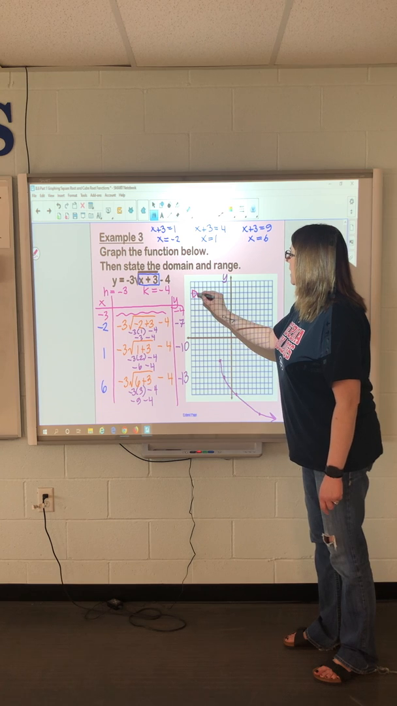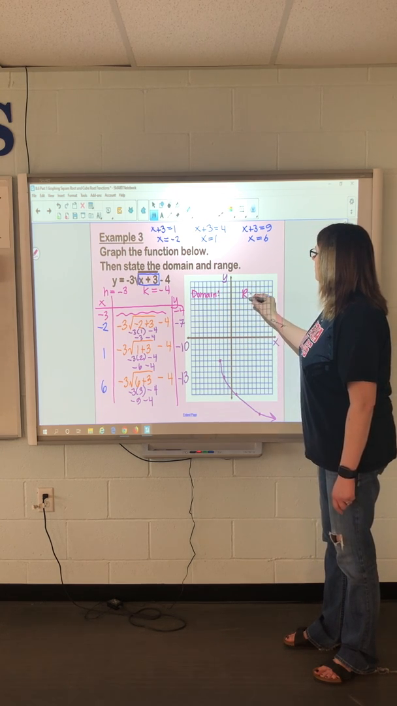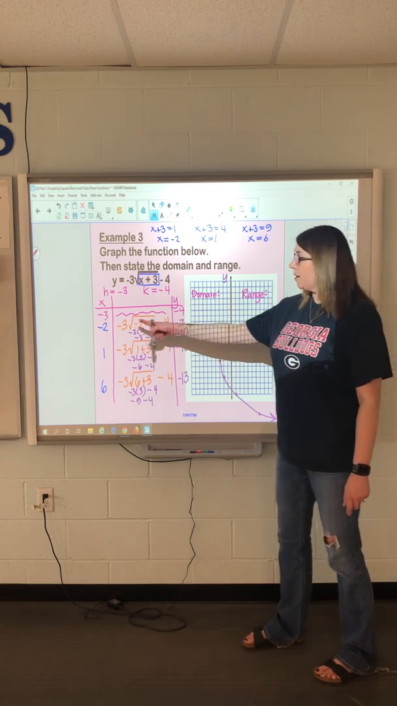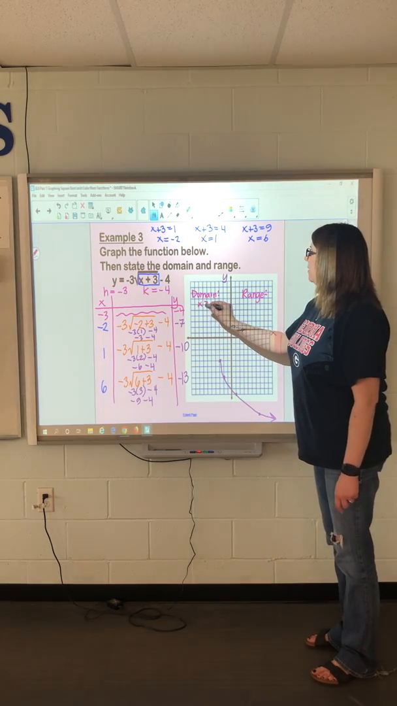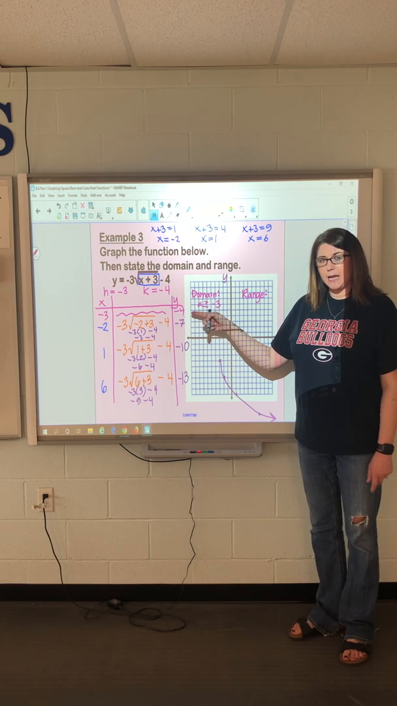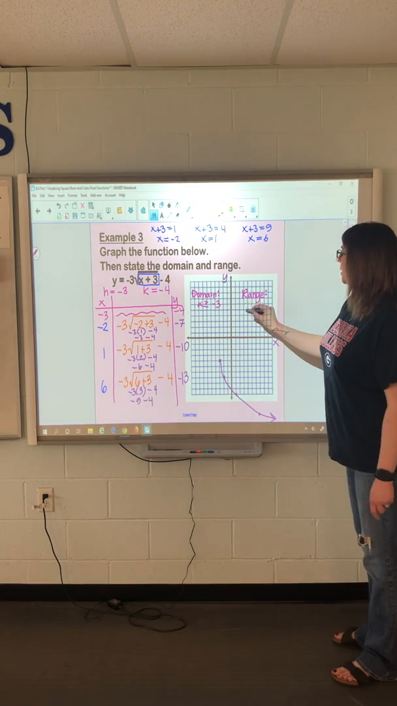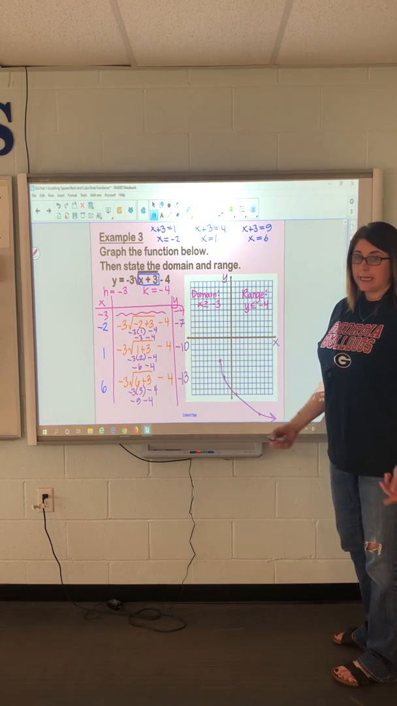So let's take it back to domain and range. So our domain started at -3 and our numbers got bigger. So x is greater than or equal to -3. Our range started at -4, but then our numbers didn't get bigger this time. They got even smaller. So we're going to say y is less than or equal to -4. And that's it.